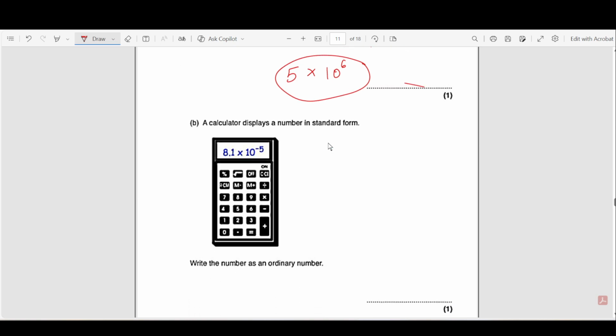Next one. This number is written in standard form. We need to write it as an ordinary number. So first we write 8.1. You see that's negative 5. Negative 5 means you need to move towards the left. How many places? 5. So 1, 2, 3, 4, 5. The decimal would go there. Fill the blank spaces with zeros. If the number starts with the decimal point, put a 0 in front of it. So the answer is 0.0000 with 4 zeros, then 81. That's your answer.